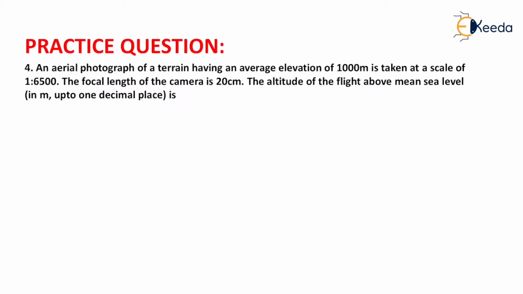The question is given as: an aerial photograph of a terrain having an average elevation of 1000 meter is taken at a scale of 1 to 6500. It means that small h value is given and the scale value is also given. Now the focal length of the camera is 20 centimeter. It means that small f value is also given. Now the altitude of the flight above MSL in meter up to 1 decimal place is. It means that we need to compute the value of capital H.